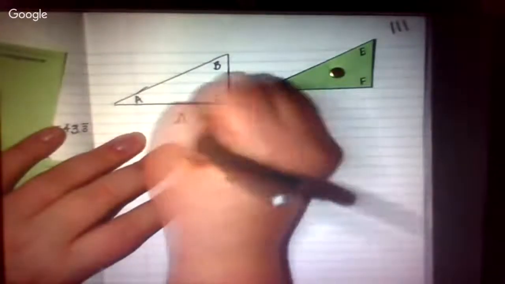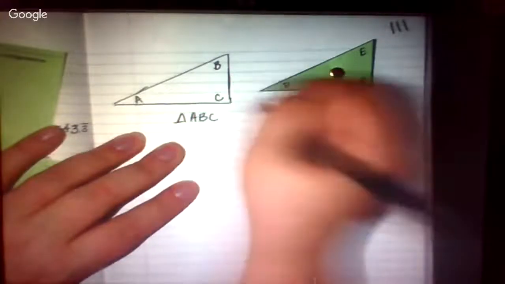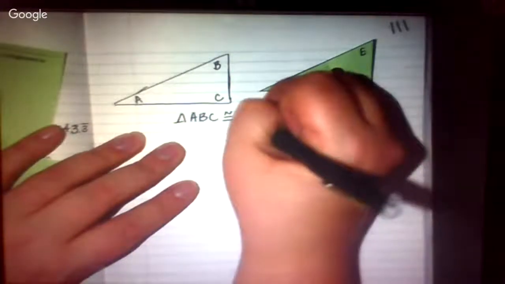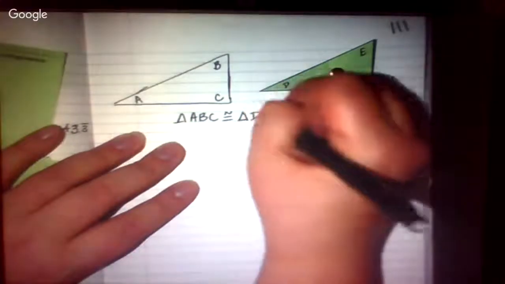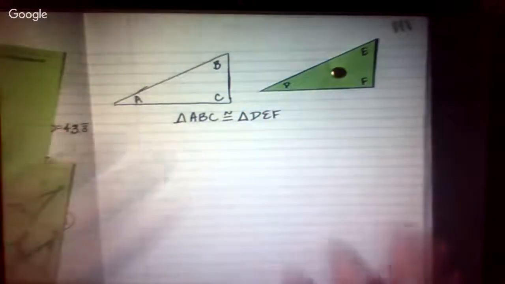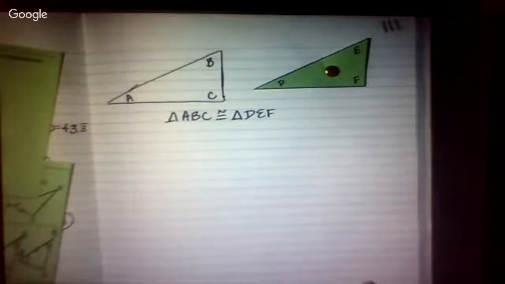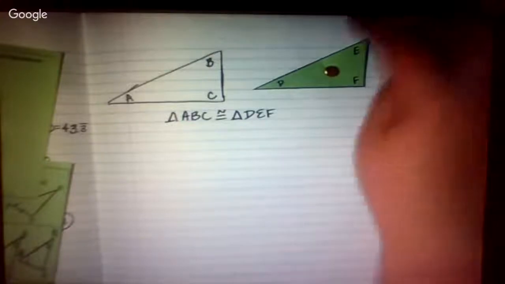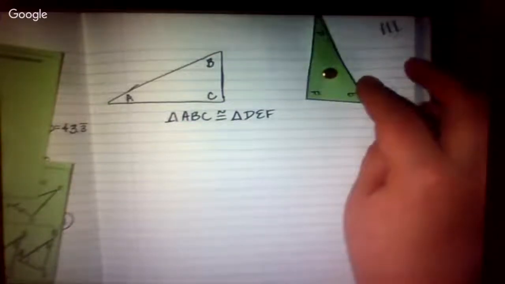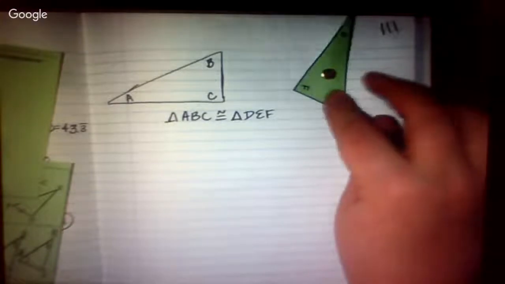Okay, so you can write something called a congruent statement from the picture. So I can say something like this: triangle ABC is congruent to triangle DEF. Okay, so no matter how I turn this one, that congruent statement is still true.